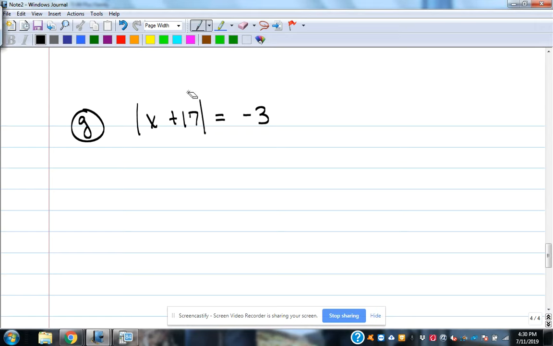So anytime you have an absolute value by itself on that side, and it's equal to a negative number, then you know, hey, that can't happen. There's no way. So this is a no solution. You don't even have to work it. You know that there are no answers that could fix that. So no solution. You could write out no solution.